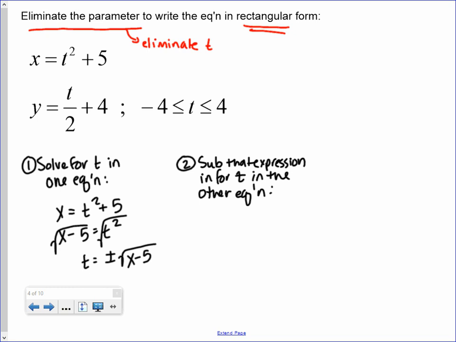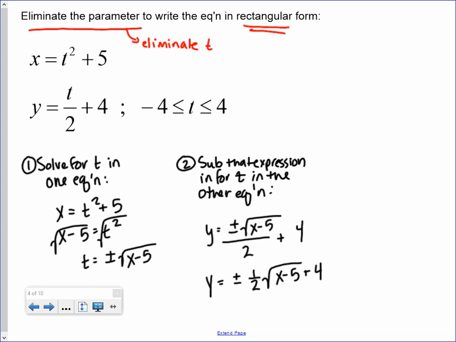So I would write y equals plus or minus the square root of x minus 5, all over 2, plus 4. And this would be fine. I'm going to rearrange it just a little bit. If I'm dividing all of that by 2, aren't I really just multiplying it by 1/2? Okay, so I'm going to write it as y equals plus or minus 1/2 square root of x minus 5, plus 4. Oh, I like this a lot.